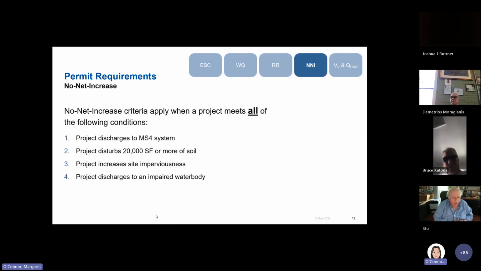The next thing is what we call the no net increase requirements. These are requirements that were identified to reduce the pollutant loading to impaired water bodies. The impaired water bodies are identified by EPA and DEC as being impaired for certain pollutants. Those pollutants and the water bodies are identified within our MS4 permit. So it's a static list. The MS4 permit gets updated every 5 years, and every 5 years that list will change.